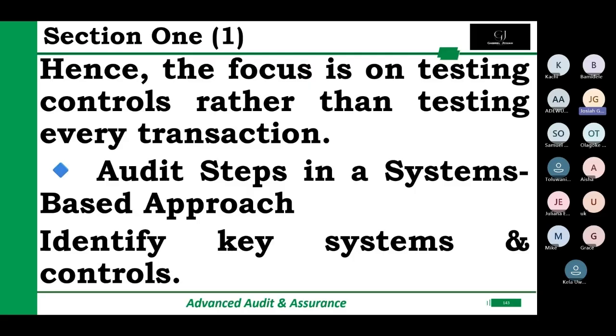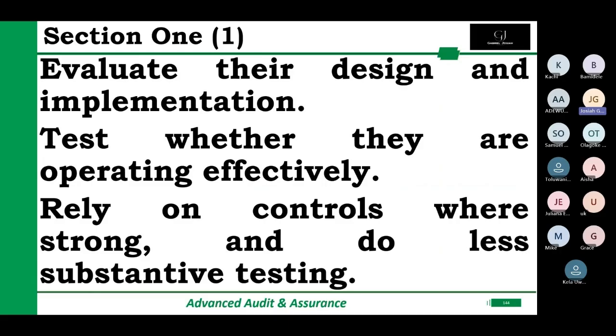So the audit steps in the system-based approach talk about identifying key systems and controls. For a bank, you look at what the key systems and controls in that bank are and how they matter. Then you need to evaluate their design. How are they designed and are they working? Some have good design controls, but they don't work. Then when you have understood the design and how it works, you test whether they are actually operating effectively.